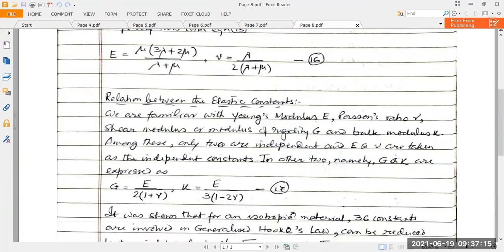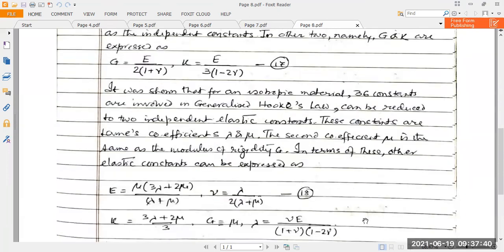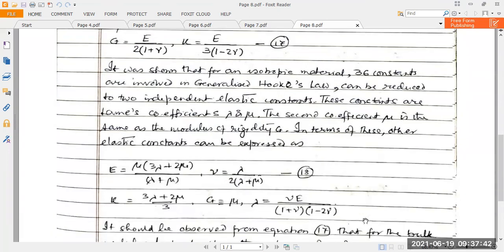This is shown for an isotropic material, whose properties do not change directionally. The 36 constants given in the generalized Hooke's law are reduced to two independent elastic constants. These constants are Lamé's coefficients, lambda and mu. The second coefficient mu is the same as the modulus of rigidity G. In terms of these, other elastic constants can be expressed, as given here.